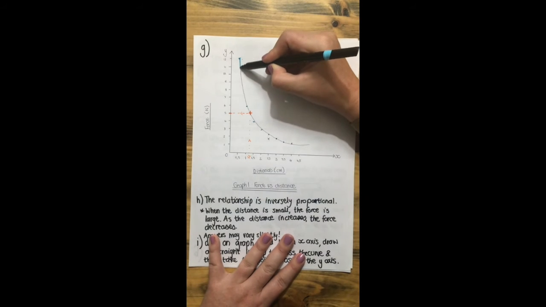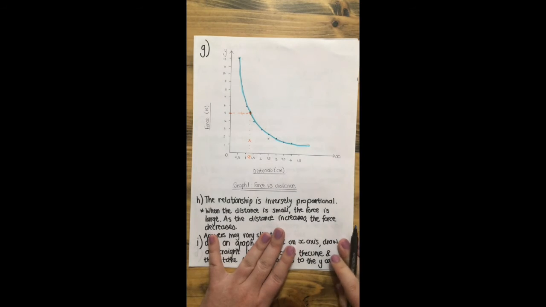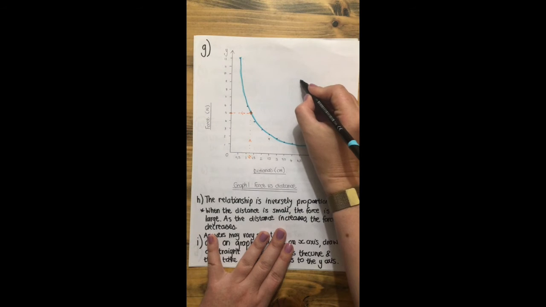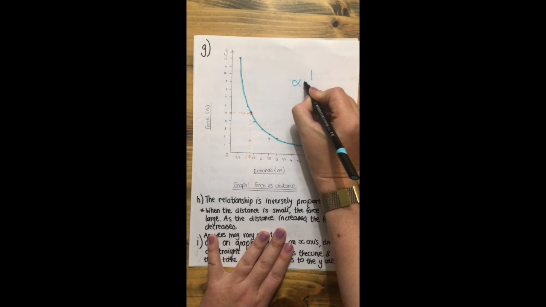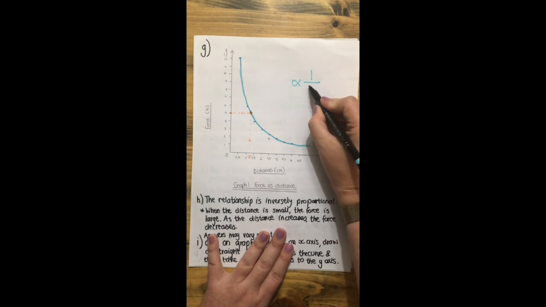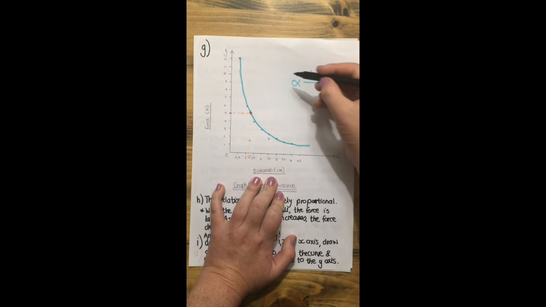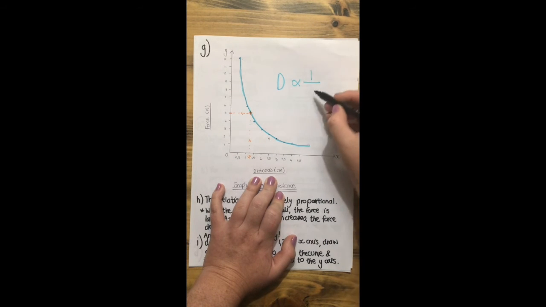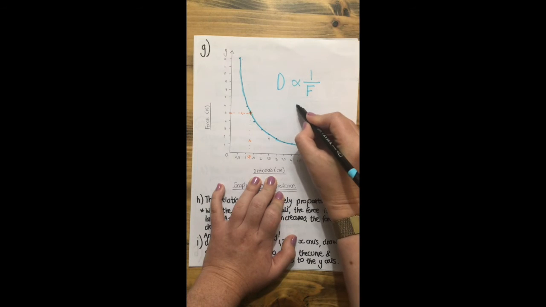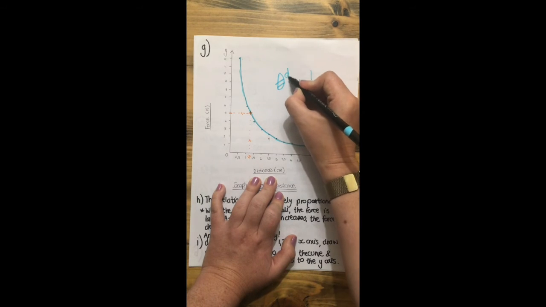You can see that this makes a curved shape like that. When we see any graph with that kind of curved shape, we automatically know that it is an inversely proportional relationship, where we have got something on this side and something in the denominator on the opposite side. So as we increase the distance, the force will decrease. We could also write it the same way: force is inversely proportional to the distance. Sorry, this should be a small d.